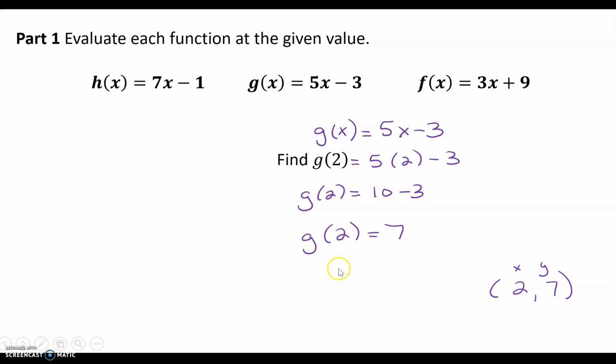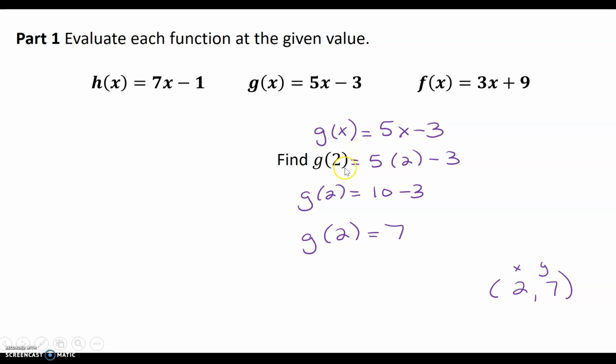I'm hoping that you guys are getting that g of 2 is 7. So again, they're asking me to find g of 2, so I know I need to use the function that is g of x. g of x is equal to 5x minus 3. So if they're asking me to find g of 2, that means that I need to substitute 2 in for x.